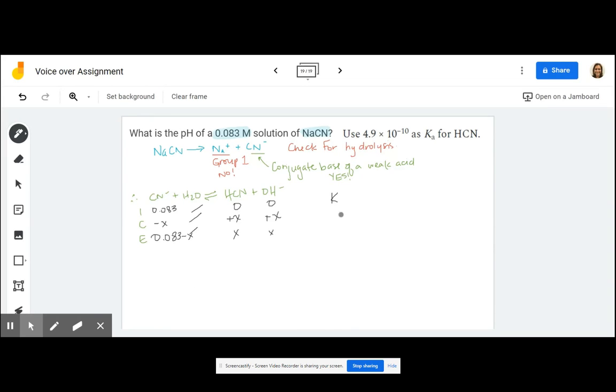Then you're going to write an equation for Kb, which equals the products over the reactants. So you'll put HCN times OH over CN, and you don't include water in this because you omit it. And we need to find the Kb, and we have the information to do so because we were given Ka in the equation.